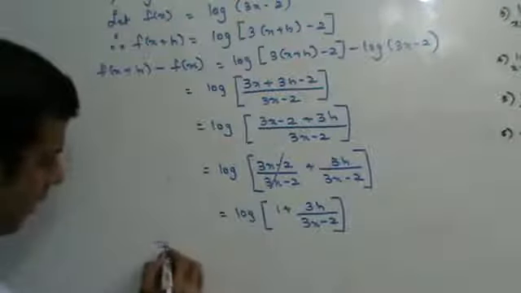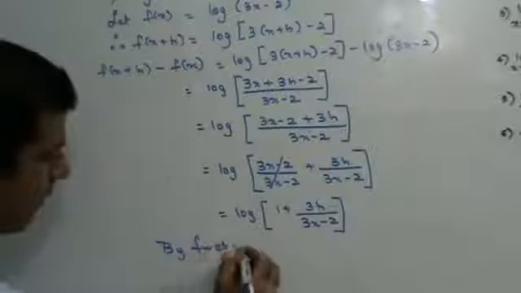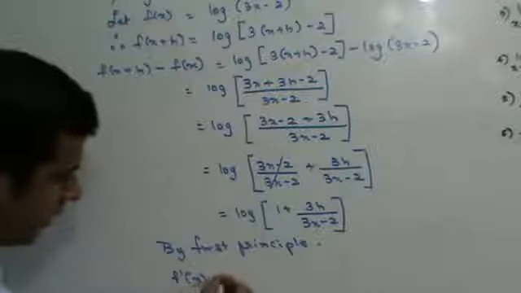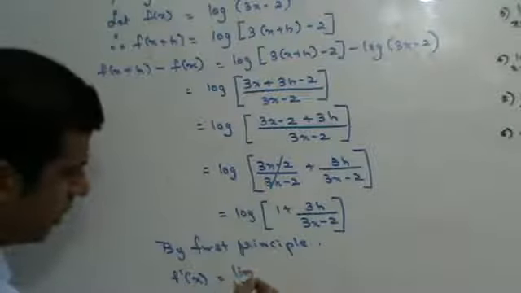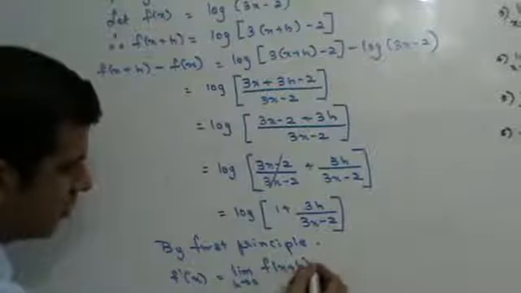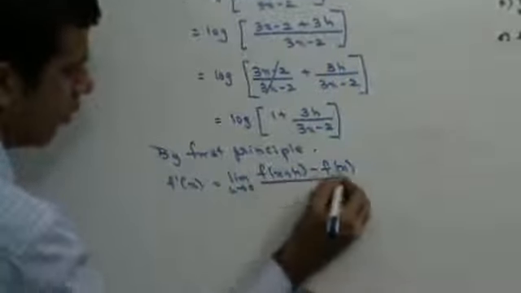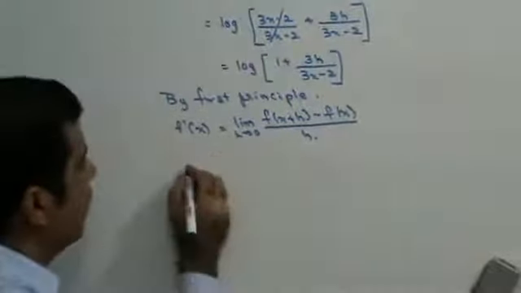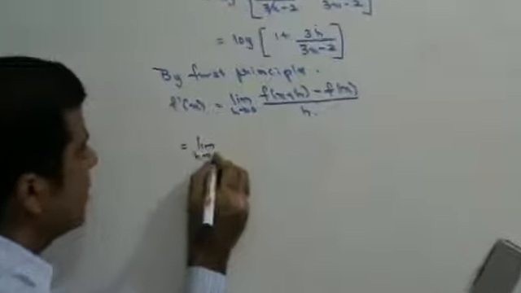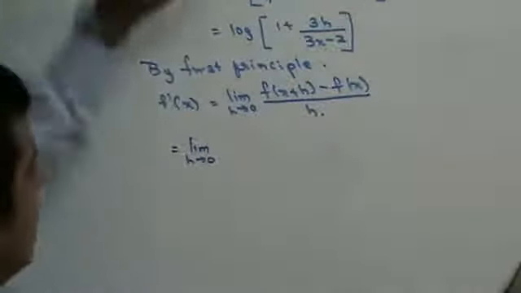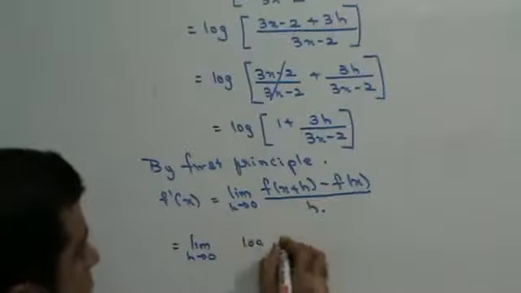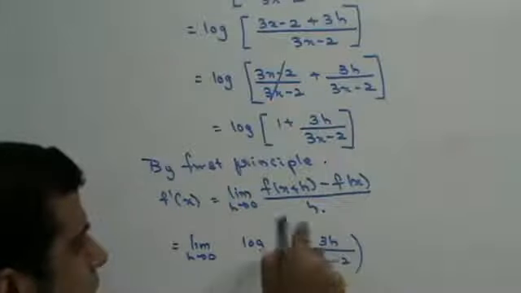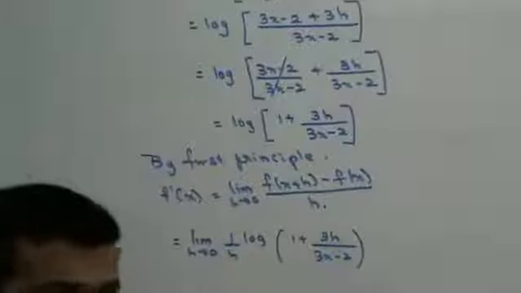Now apply first principle. I can say by first principle, f bar of x is limit of h tends to 0, f of x plus h minus f of x upon h. Now, substitute the value: limit of h tends to 0, f of x plus h minus f of x can be written as log 1 plus 3h upon 3x minus 2. This 1 upon h here as it is.